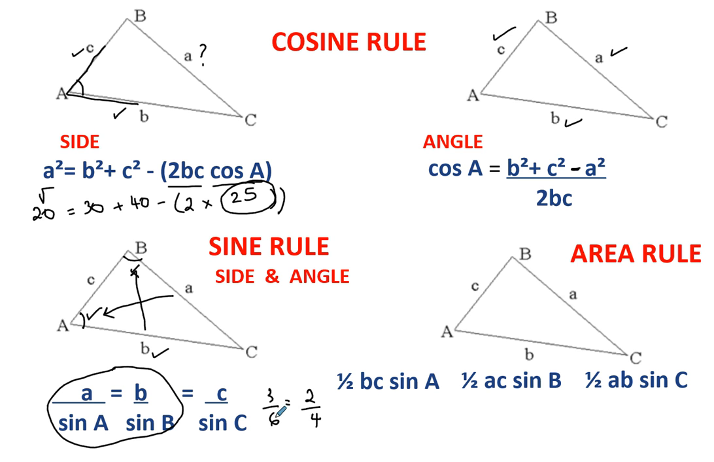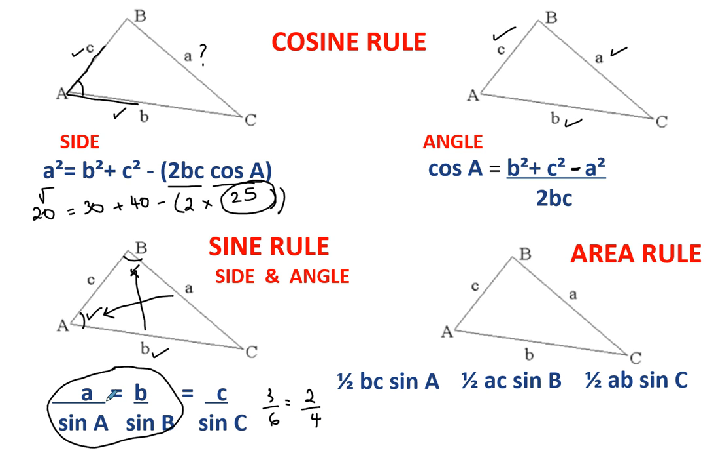So you know you can cross multiply. 3 times 4 is 6 times 2. So in order to isolate the 3, you cross multiply the other 2. So you go 6 times 2 is 12 divided by 4. Okay, that was easy, wasn't it?